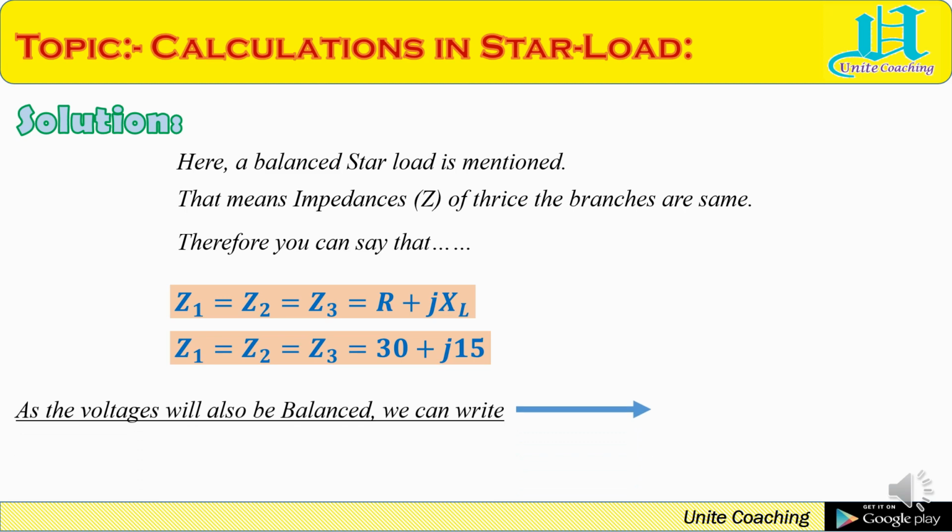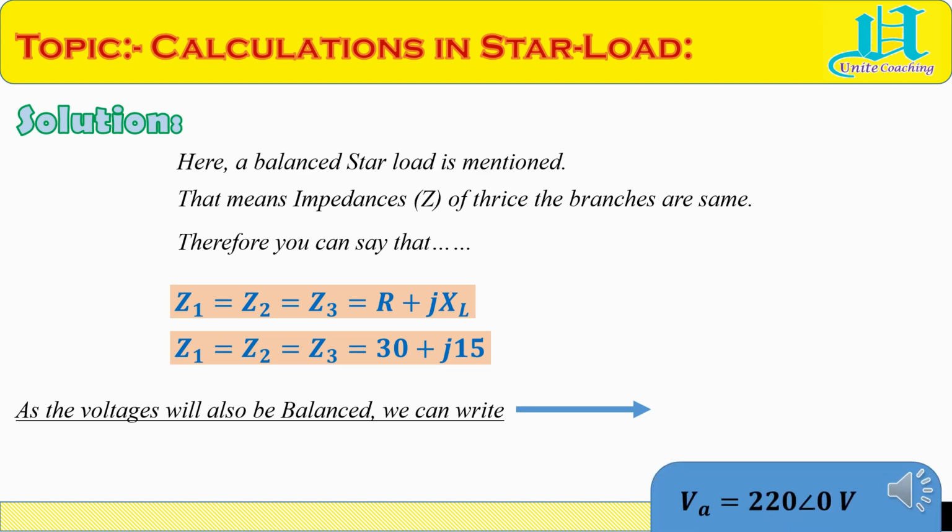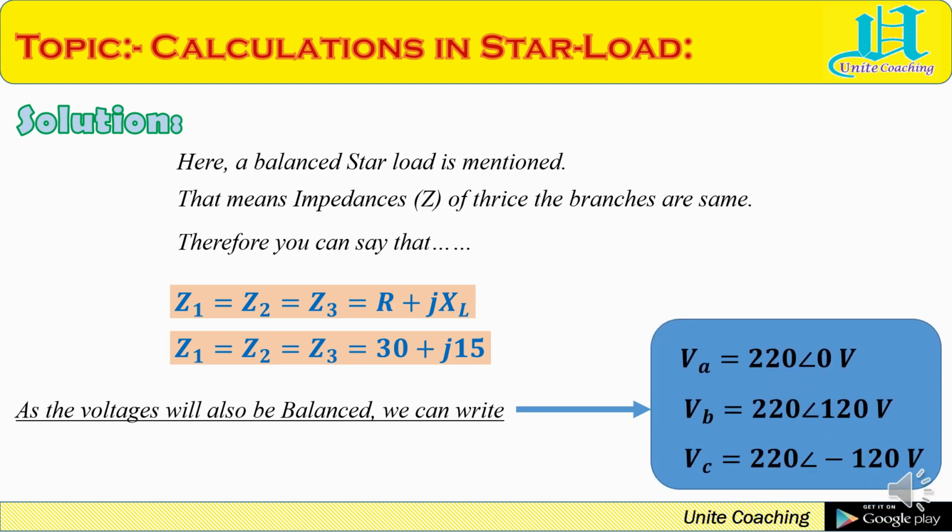The voltages are also balanced. If it is a balanced supply, supplying a balanced load, then of course the voltages can be written as VA is equal to 220 angle 0, VB is equal to 220 angle 120, and VC is equal to 220 angle minus 120.